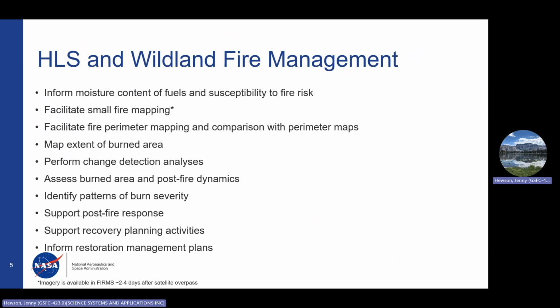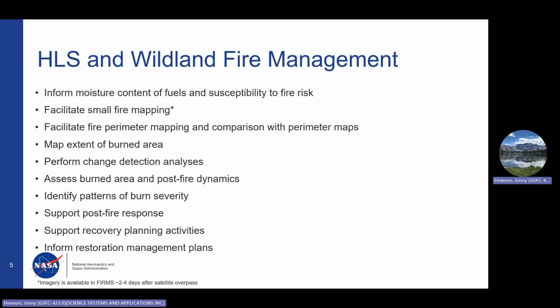The data facilitate fire perimeter mapping in comparison with perimeter maps from WFIGS, for example, the Wildland Fire Interagency Geospatial Service, mapping the extent of burned areas, as well as performing change detection analyses and assessing burned area, as well as post-fire dynamics. Identifying patterns of burn severity is another use, and therefore supporting post-fire response, recovery planning, and restoration management plans.